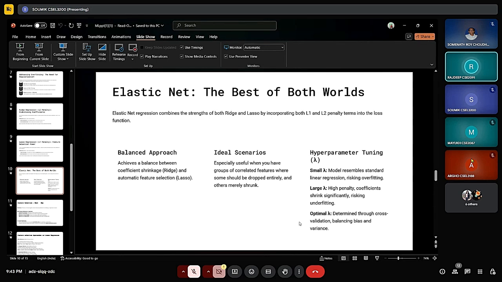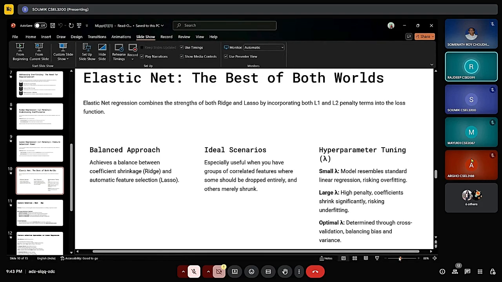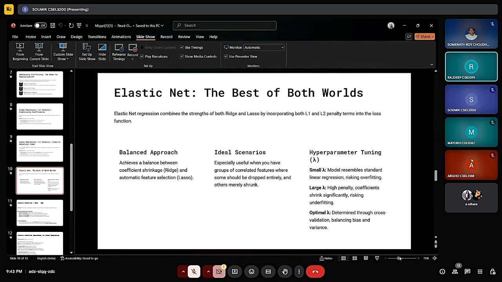Next, we have the elastic net, which combines both the L1 penalty from lasso and the L2 penalty from ridge in its loss function. This allows it to not only shrink coefficients to prevent overfitting, but also set some coefficients to zero for feature selection. This is especially useful when we have groups of correlated features, in which case some will be dropped, others will be reduced, giving you a balanced, more reliable model.